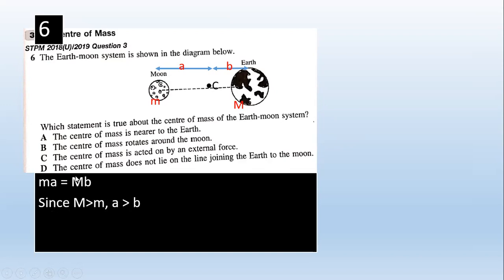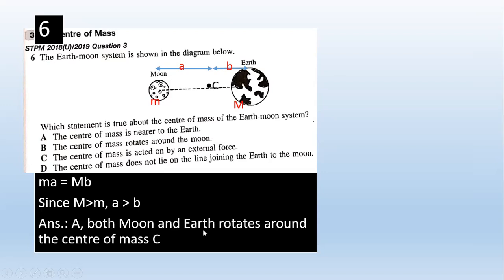Since your big M is greater than small m, you look at this formula. These are equal, but M is larger. So it means that B must be smaller. Keep this equation balanced, B is smaller than A. So answer A. The center of mass is nearer to the Earth. It's always nearer to the larger mass. Because if it's larger mass, that distance must be smaller. If it's smaller mass, that distance must be larger. So both Earth and Moon rotate about the center of mass C.